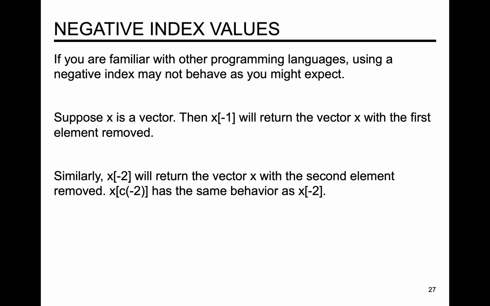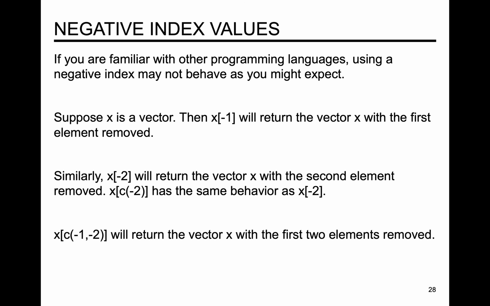A more general notation is to actually pass a vector as the index. So here I'm just noting that x square bracket and then a vector containing minus 2 has the same behavior as x square bracket minus 2. In fact, the vector can have more than one element. So x square bracket and then inside a vector with both minus 1 and minus 2 will actually return the vector x with the first 2 elements removed.